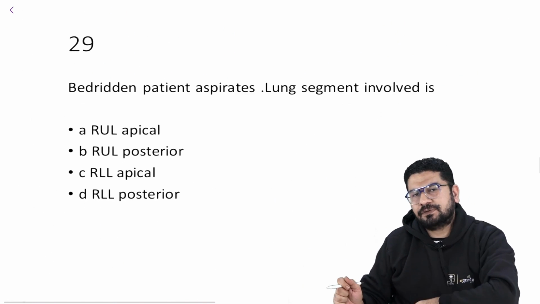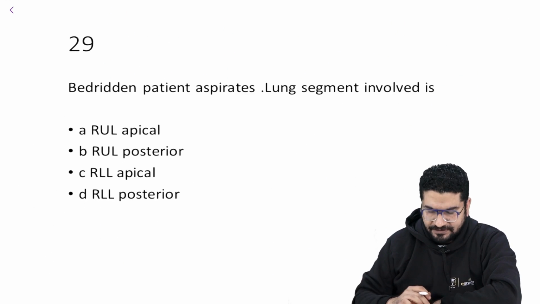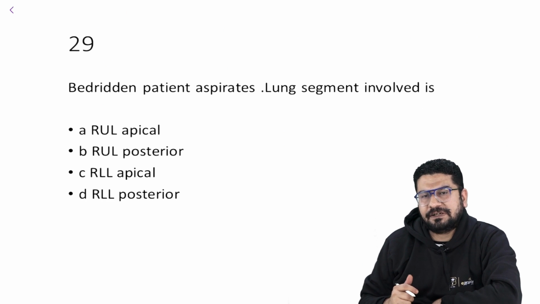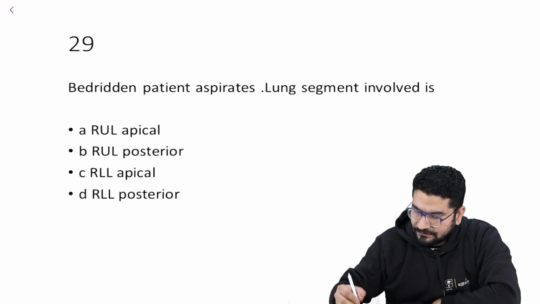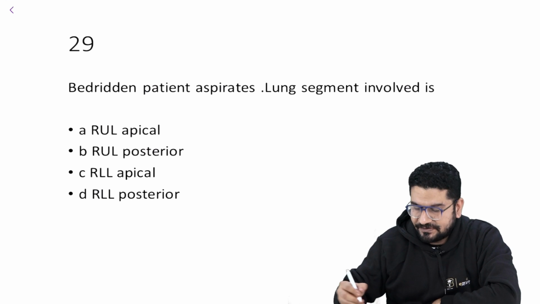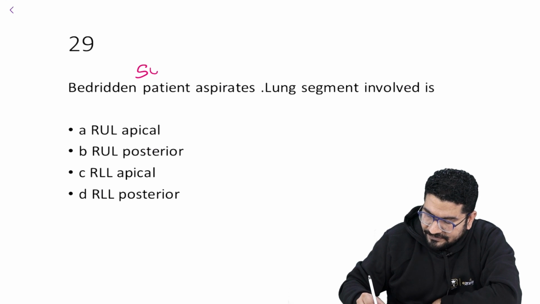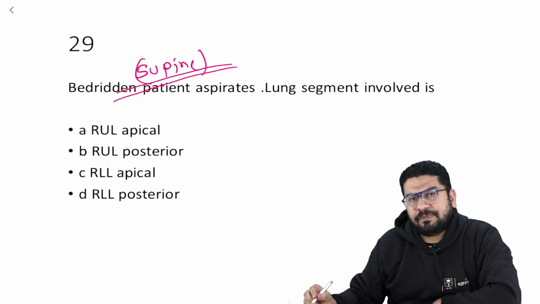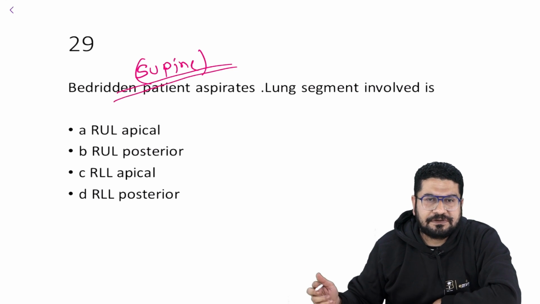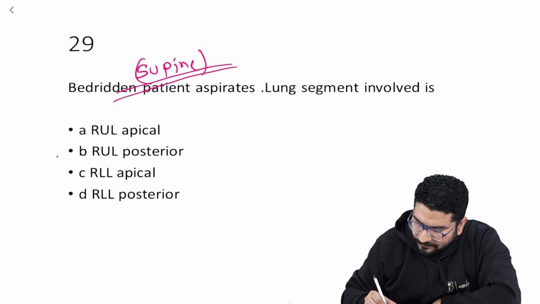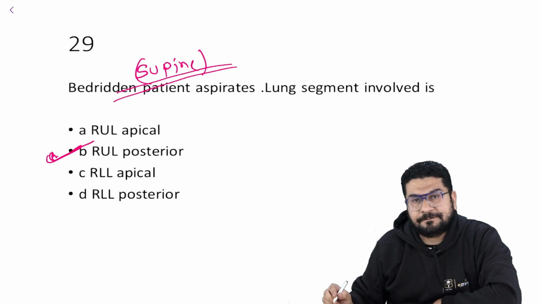Okay guys, coming to next question, that is a bedridden patient with aspiration. What is the lung segment involved? So if you see the bedridden patient, the position of a patient will be supine position. So in supine position, most of the foreign body or aspiration will occur in right upper lobe posterior segment. So this is the answer B.